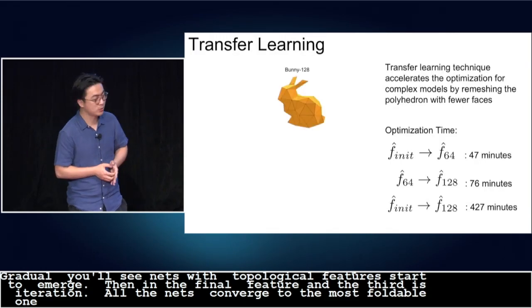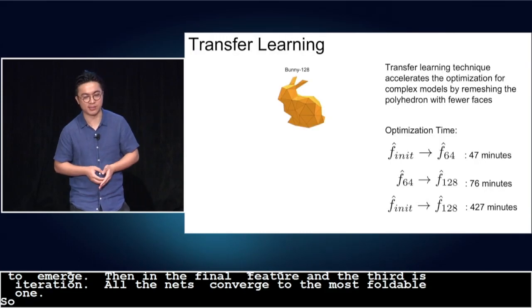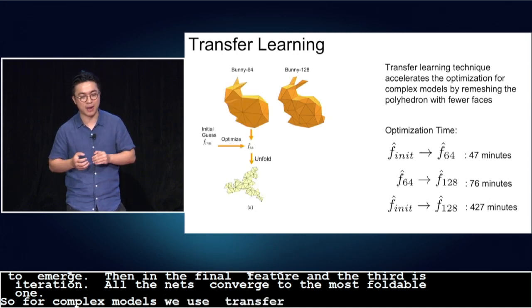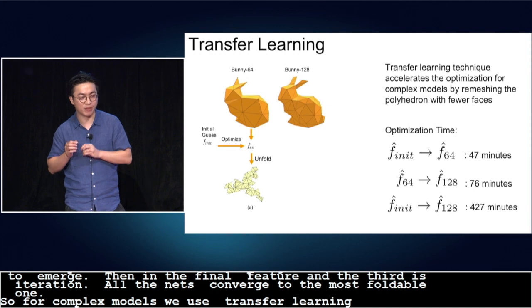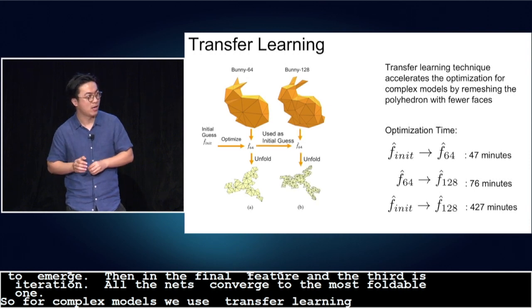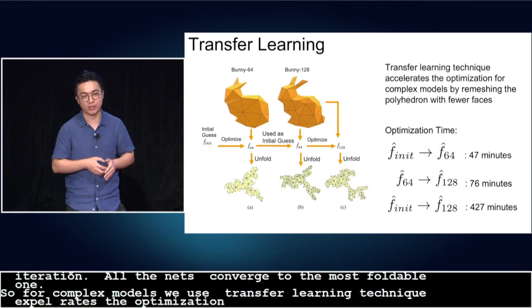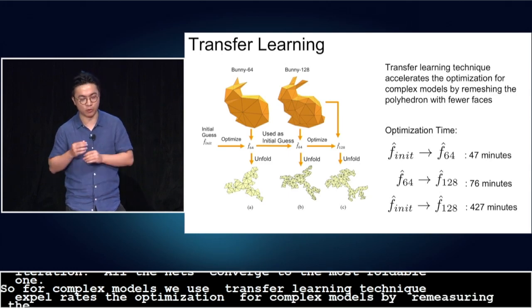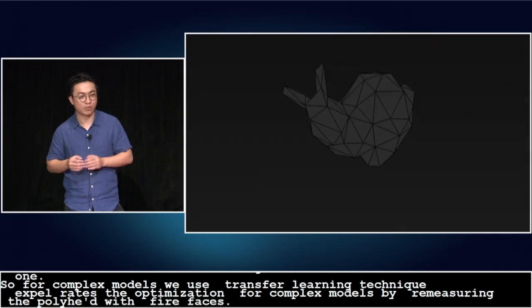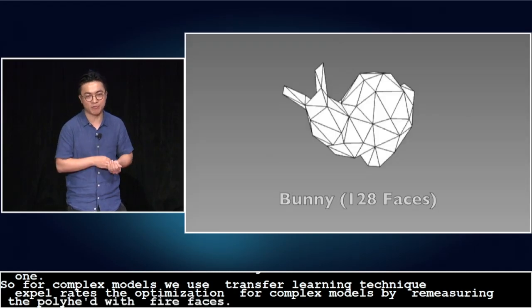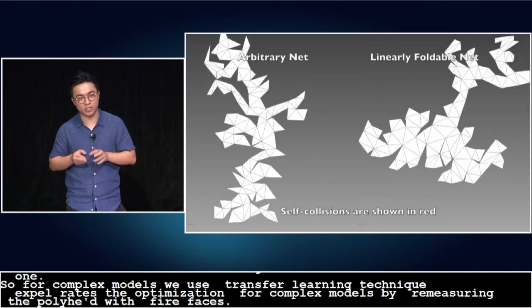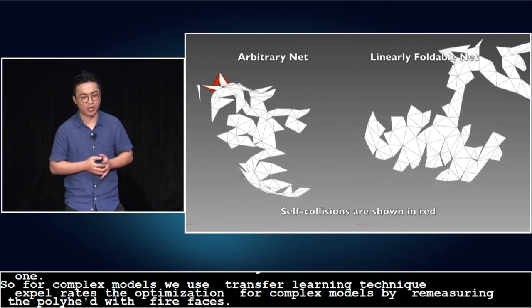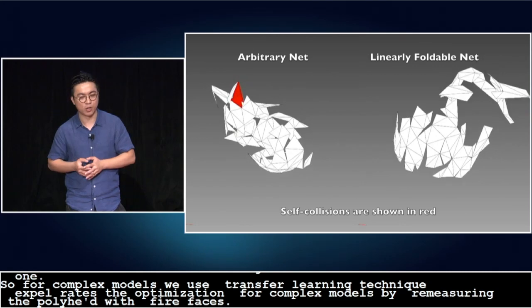So for complex models, we use a transfer learning technique to accelerate the optimization. In this example, the Bunny 128 is optimized by using a simplified model, Bunny 64. We optimize Bunny 64 and use the result as the initial guess for Bunny 128. The total time for optimizing the simplified model and the original model is still shorter than just optimizing the original model from the beginning. So this video will show various linearly foldable nets created using our method.